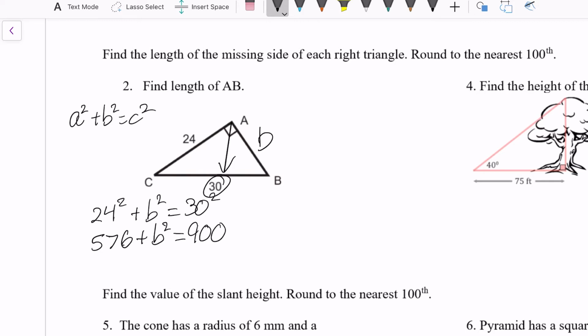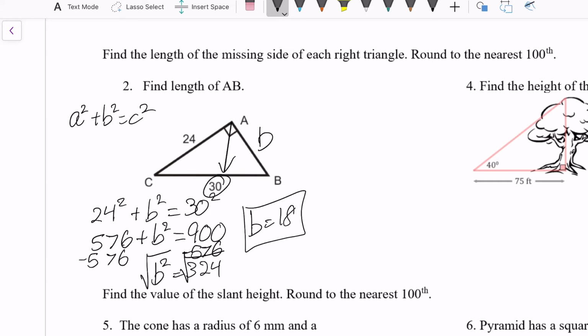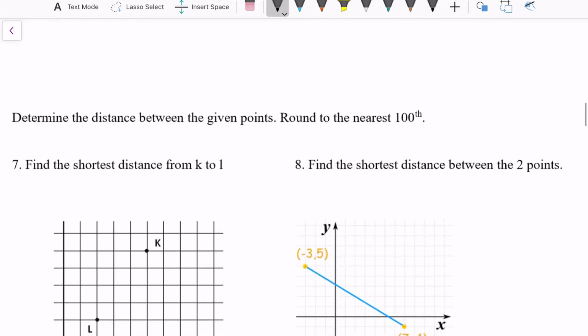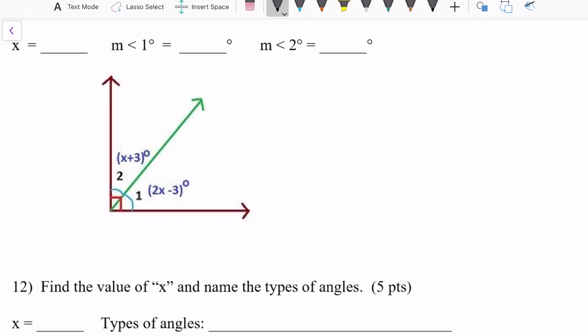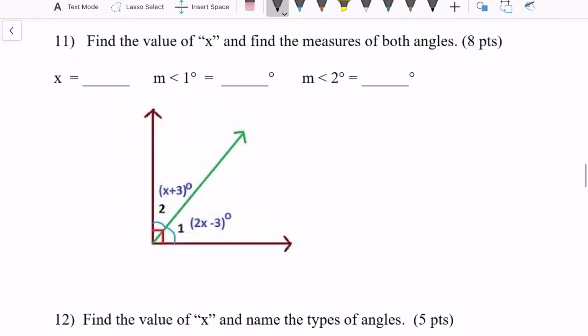So now, I solve this like any other equation. I subtract 576 from both sides to get that b squared equals 324. Take my square root, b is 18. That's my answer. Now, I know we did this in class, and so I'm going to move on down towards these ones about angles. I'm going to take this one slowly because this one's a little challenging in class.